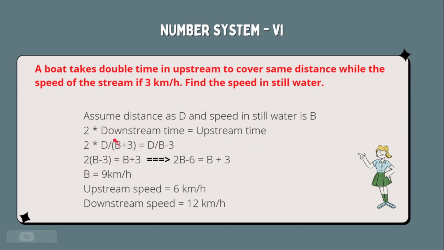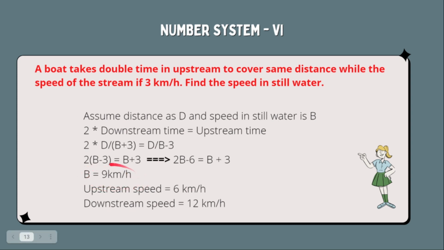Now downstream time, how can we calculate? D by B plus 3, because that's what is given. The speed of the stream is 3 km per hour. Means downstream time will be D by B plus 3, and this time is twice equal to D by B minus 3. This is upstream. Means the stream will be subtracted here from the actual speed. Now if we solve this, 2 into B minus 3 equal to B plus 3, that will give you 2B minus 6 equal to B plus 3, and B will be equal to 9 km per hour.